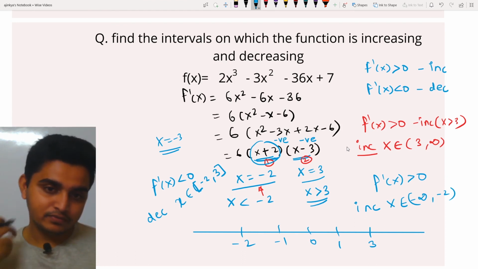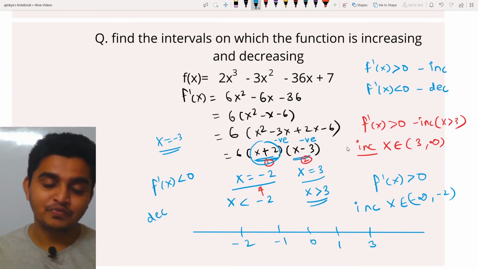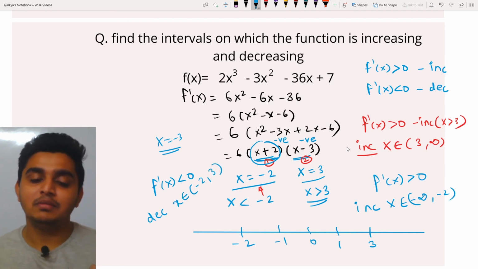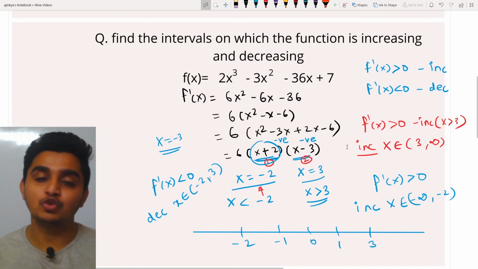So the decreasing function is going to be f dash of x, since it is less than 0. So the decreasing function's intervals are going to be x belongs to -2 till 3, and make sure that the brackets are rounded, because -2 and 3 cannot be included, since they'll zero out, they are just 0, and they will make the function constant at those particular points.